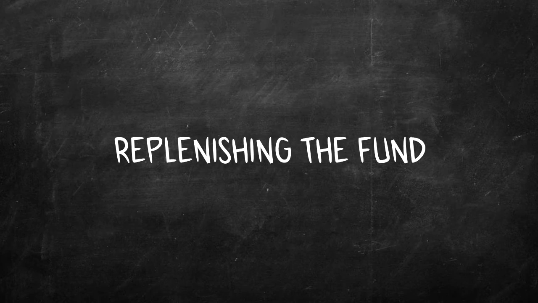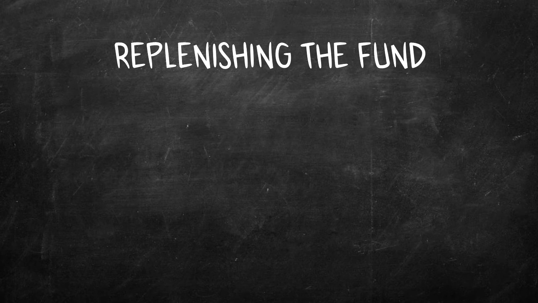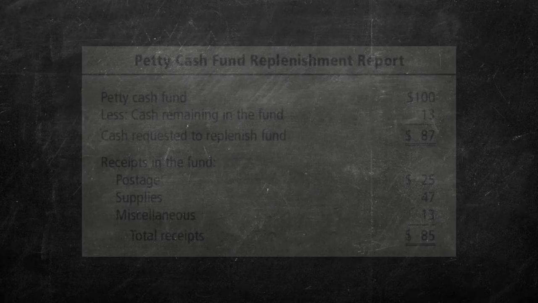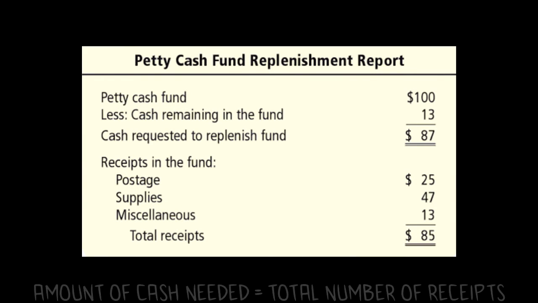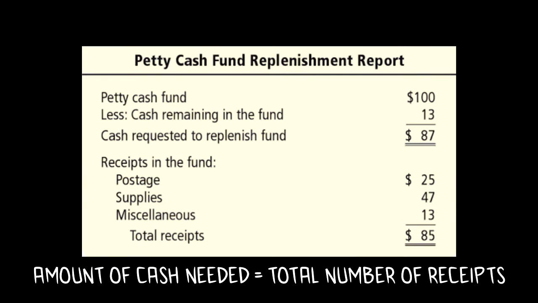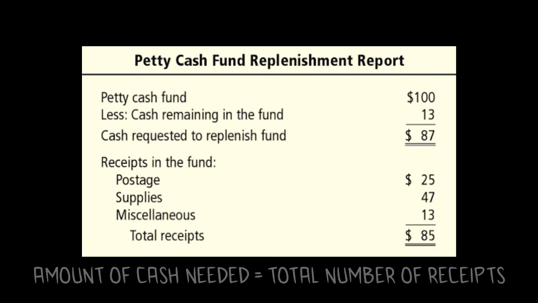The third function is replenishing the fund, which involves bringing the remaining cash in the fund after expenditures have been paid to its original balance. This is done through the company cashing a check, and the receipts in the fund are used as proof of expenses. For example, when a petty cash fund is replenished, the amount of cash needed for replenishment should always equal the total amount of receipts.